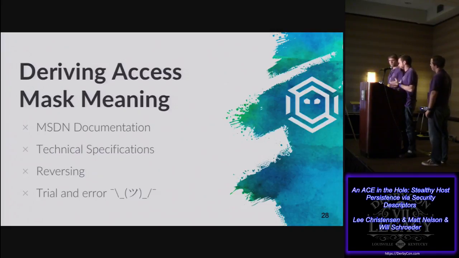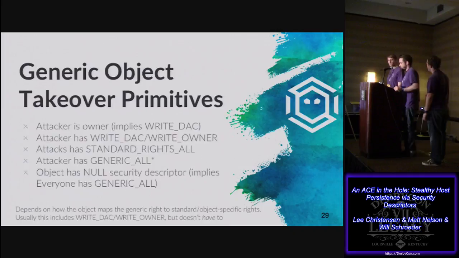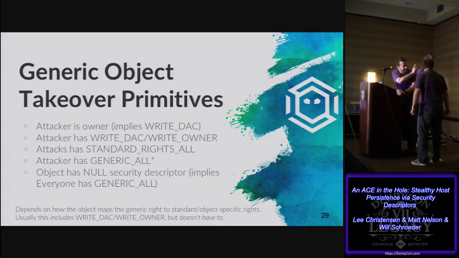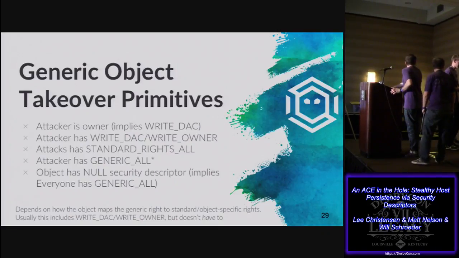But the last caveat is the access mask that actually determines what these rights mean per object. Determining what the access mask means per object can be really, really difficult. Sometimes it's documented in MSDN, technical specifications like Leah talked about. Sometimes you actually have to reverse it or just do trial and error. So there's a little bit of uncharted territory with this stuff. But in general, you have a certain amount of object takeover primitives: can you modify the owner? Can you modify the rights? Do you have generic all rights?